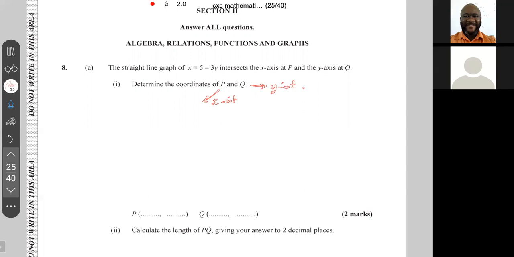All right. If we wanted to, we could arrange it in the form y is equal to mx plus c. We didn't have to, but we can. So we have x is equal to 5 minus 3y. So 3y is equal to minus x plus 5. We're rearranging so as to make y the subject. So next, I'm going to divide the entire equation by 3.